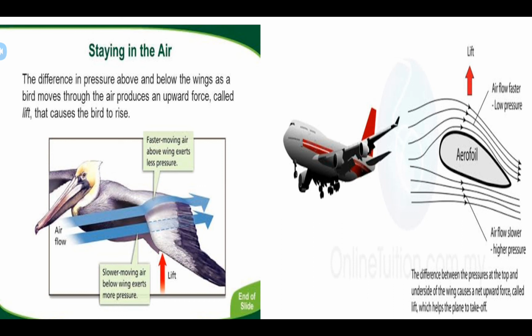So what is the principle behind the flying of the birds also? High speed winds are accompanied by low pressure. So the same principle is applicable for aeroplanes also. See here, generally the difference between the pressure at the top and the underside of the wing causes an upward force. By that the planes take off. Clear? So this is one more application.